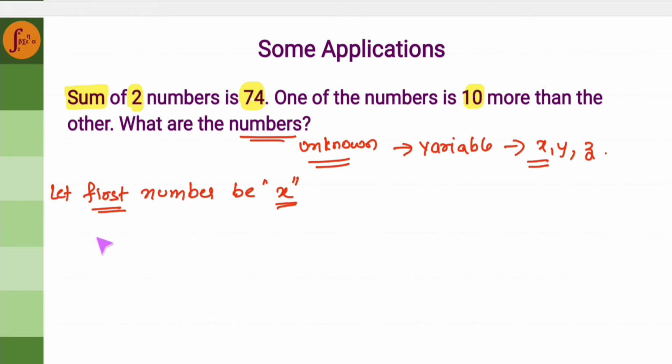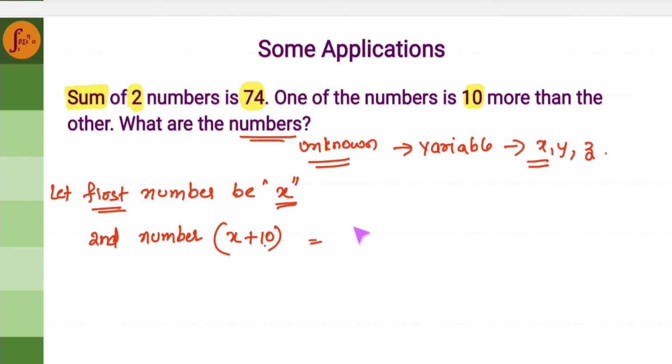What is the second number? We don't know the second number as well, right? But there is one clue given here. One of the numbers is 10 more than the other. That means if the number is x, the other number will be x plus 10, because it is 10 more than the other number.